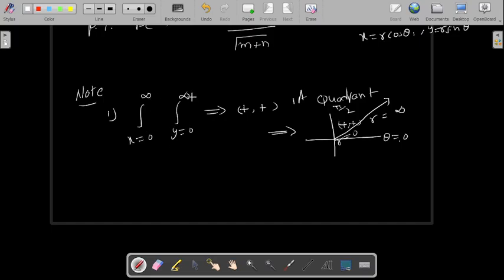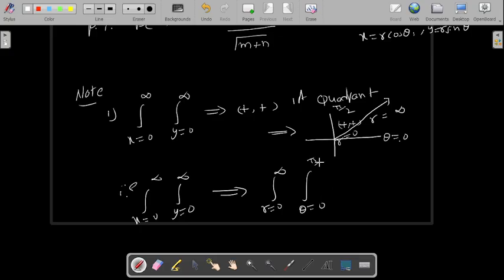So here, when you take x equal to 0 to infinity, y equal to 0 to infinity, the limits when you convert into polar form are r equal to 0 to infinity, theta equal to 0 to pi by 2. Whenever 0 to infinity, 0 to infinity, you can write r limits 0 to infinity and theta limits 0 to pi by 2. The reason is that it is the first quadrant, so theta is 0 to pi by 2 and r is 0 to infinity. This is the first note point.